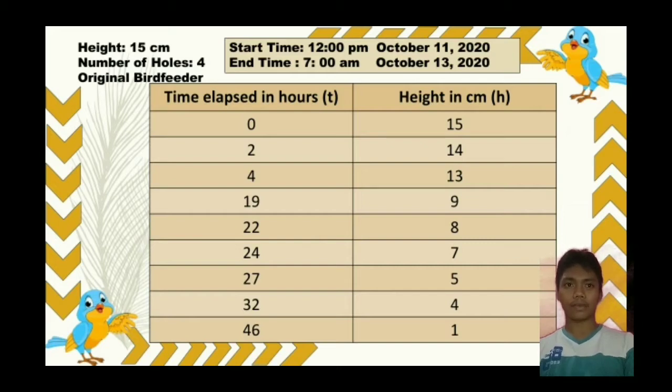At 0 hours, 15 cm, then after 2 hours, 14 cm, a decrease of 1 cm. After 4 hours, 13 cm. At 19 hours, 9 cm left. At 22 hours, 8 cm left. At 24 hours, 7 cm left. At 32 hours, 4 cm left. And at 46 hours, 1 cm left. It means that it is not empty, but the 1 cm, as we observed in the bottle, can't be eaten by the birds.